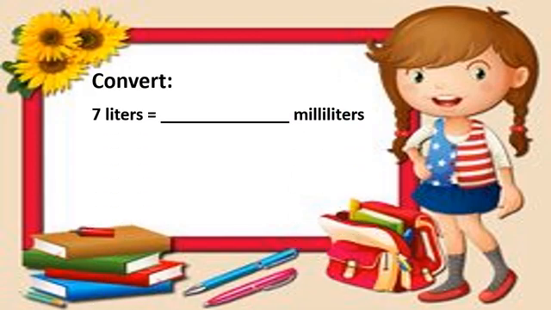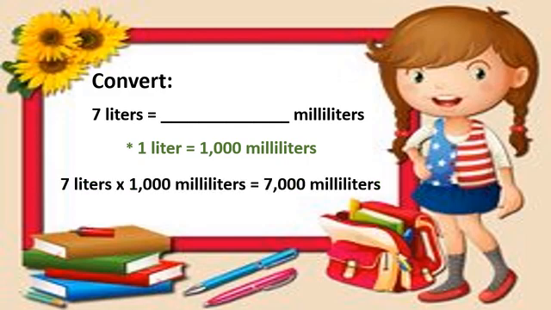Let's have another example. Convert 7 liters to milliliters. So remember that 1 liter is equal to 1,000 milliliters. You are going to convert liter, which is a larger unit, to milliliters, which is a smaller unit. So you are going to multiply 7 liters by 1,000 milliliters. 7 times 1,000 is equal to 7,000. So the answer is 7,000 milliliters.